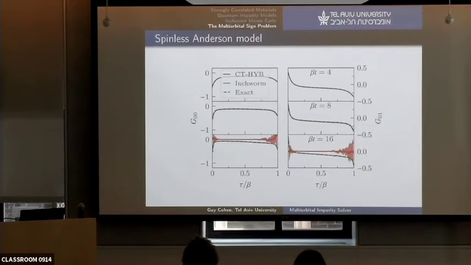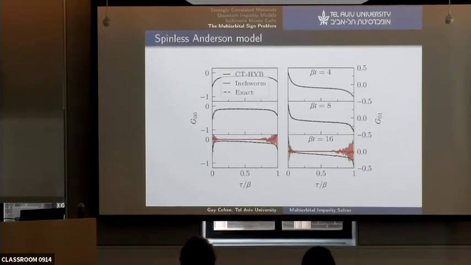And this is high temperature. And we have CT-HYB, inchworm CT-HYB, and just exact diagonalization. And you see that everything agrees for the diagonal and the off-diagonal elements. As we go to lower temperatures, you start seeing maybe some width to the CT-HYB line, but nothing very noticeable. Then you double the inverse temperature, and then CT-HYB breaks down very sharply. Okay, this is qualitative. I'll do a more quantitative analysis in a bit.